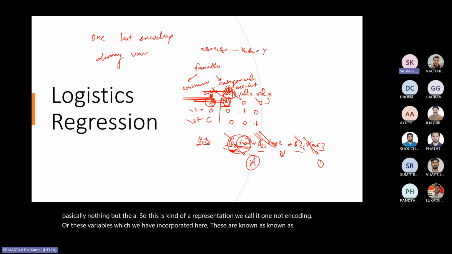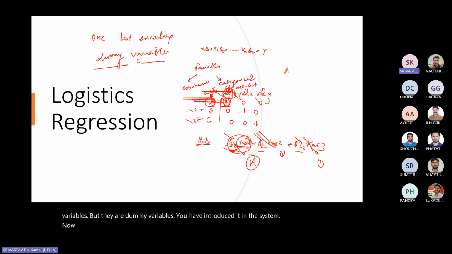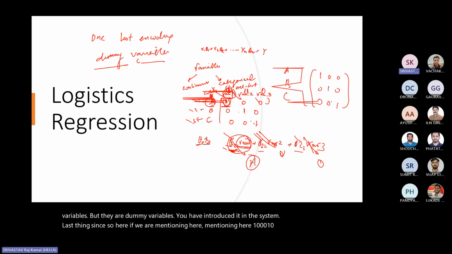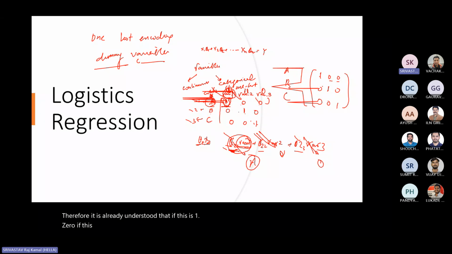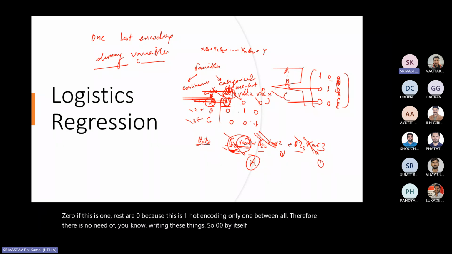Because they are dummy variables, you have introduced them in the system. Now the last thing. Here if we are writing 1 0 0, 0 1 0, for example 0 0 1, it is already understood that if this is 1, the rest are 0. If this is 1, the rest are 0, because this is one hot encoding, only one would be on. Therefore there is no need of writing this. So 0 0 by itself means neither A is on, nor B is on. It means we are talking about C.